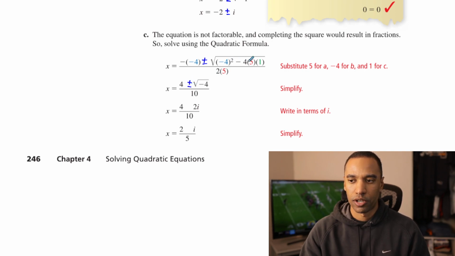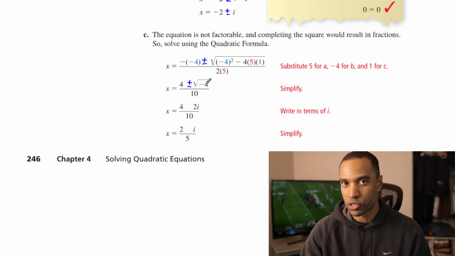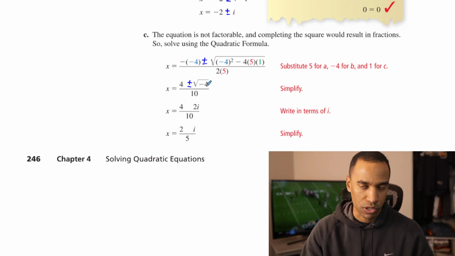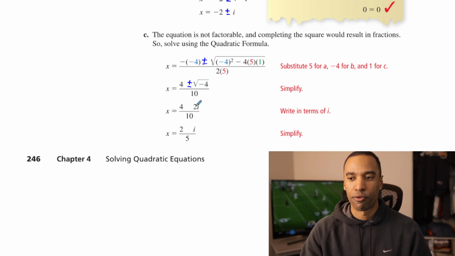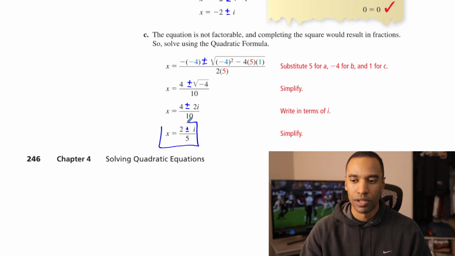Now, negative 4 squared, the b squared minus 4ac becomes negative 4. That's your discriminant. Negative discriminant means no real solutions, but that means 2 imaginary solutions. Square root of negative 4 is 2i, so we will add and subtract 2i here. Now, all of these can divide by 2, so we do work fraction reduction. 4 over 2 is 2, 2i over 2 is i, and 10 divided by 2 is 5, so 2 plus or minus i all over 5.